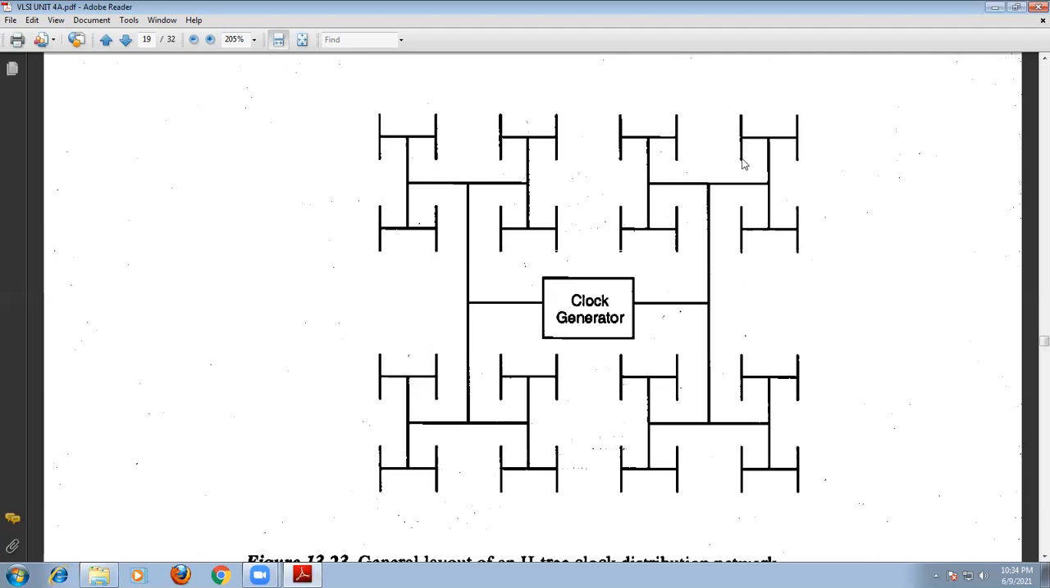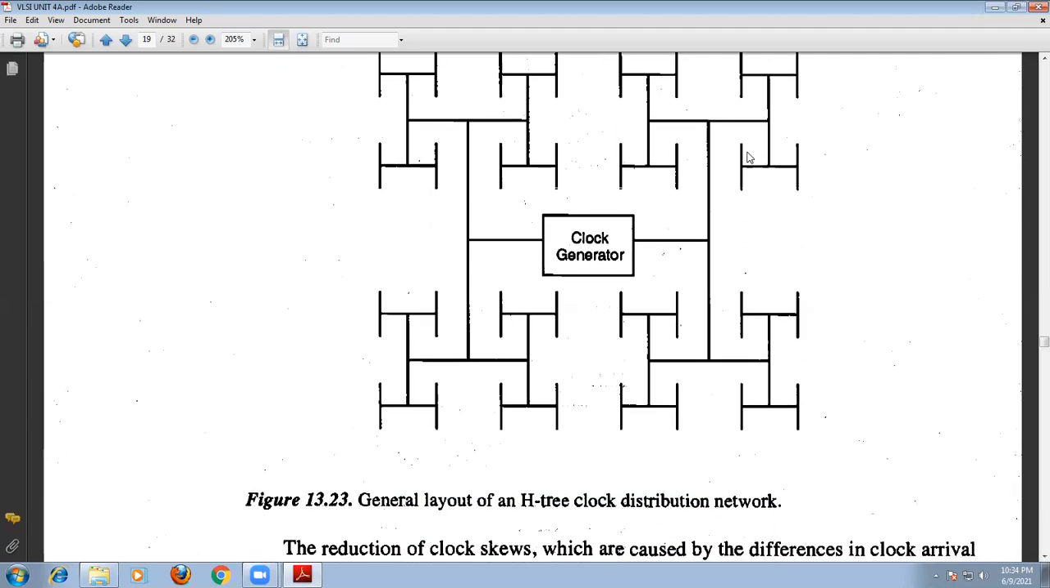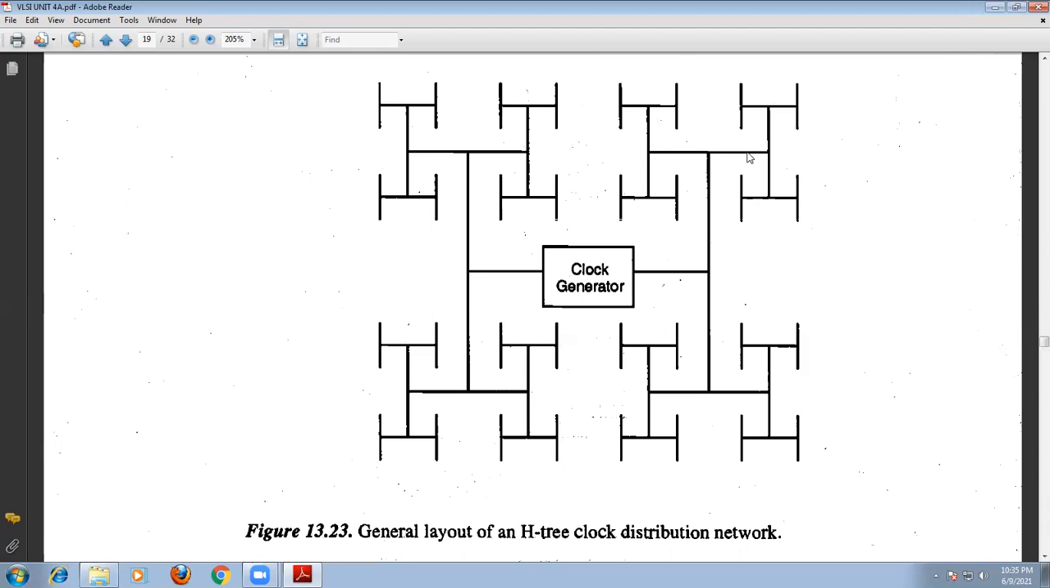In order to handle high fan out loads, the clock signal must be buffered. There is also another thing you have to remember: the fan out is very important. To handle these high fan out loads, the clock signal must be buffered in multiple stages.